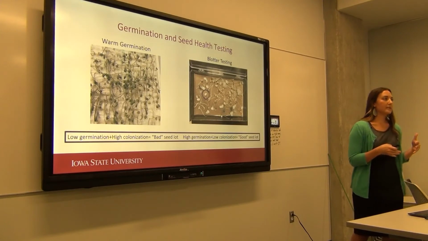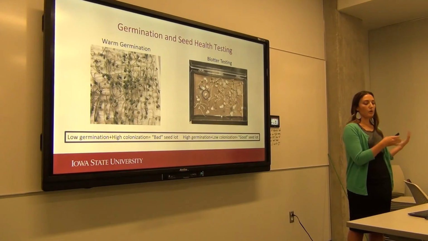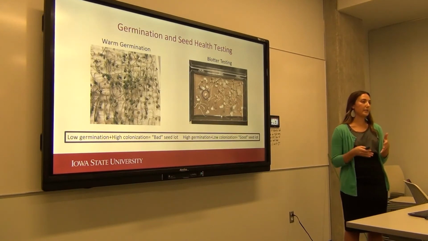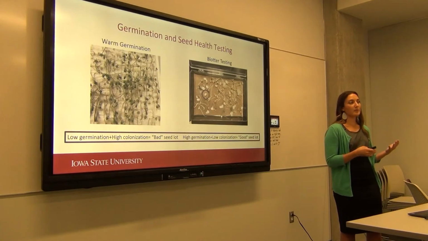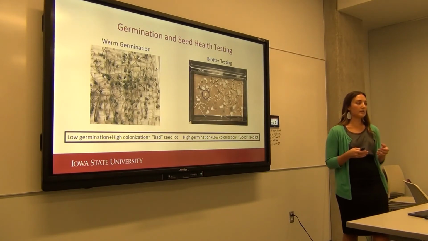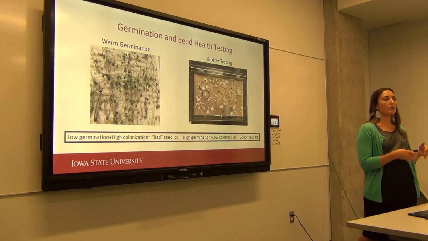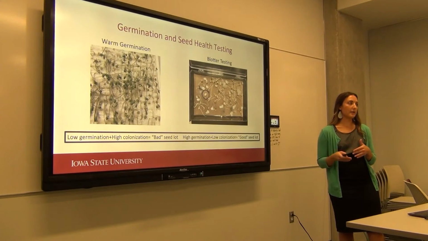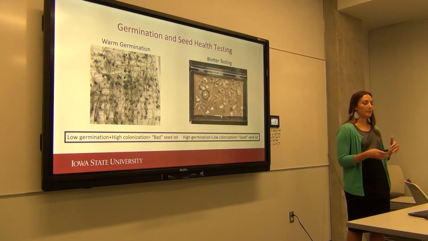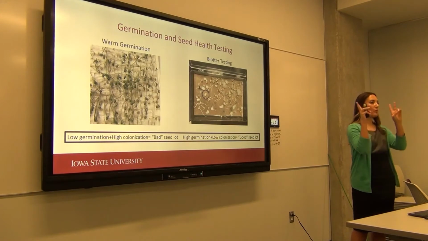So we wanted to find seed for my research that was high or low germination with high colonization of Phomopsis seed decay or Diaporthe, which we would consider the bad seed lot. And we also wanted to find a high germination seed lot with low colonization of Diaporthe, and we consider this to be the good seed lot. So throughout the rest of my presentation, I will refer to the seed lots as being either good or bad.